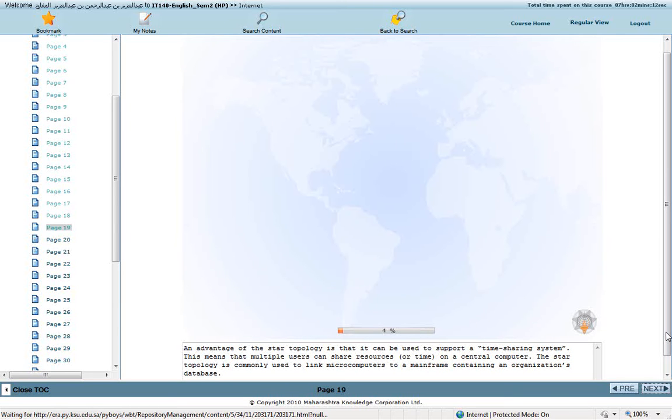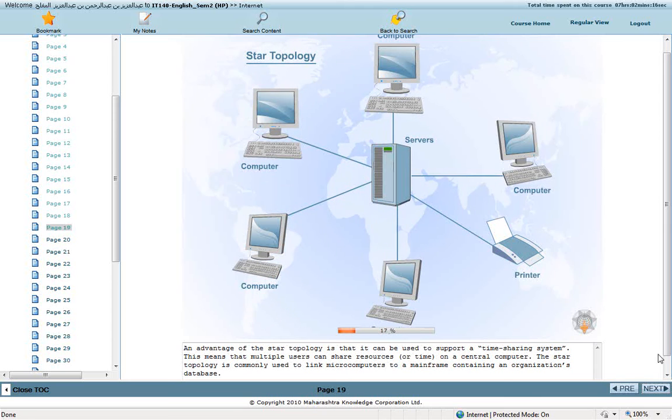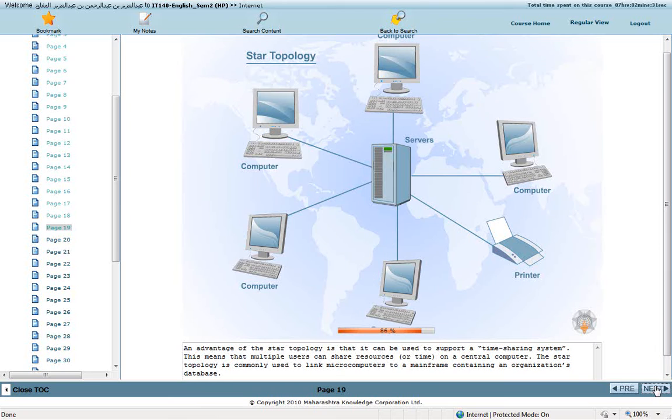An advantage of the star topology is that it can be used to support a time-sharing system. This means that multiple users can share resources or time on a central computer. The star topology is commonly used to link microcomputers to a mainframe containing an organization's database.